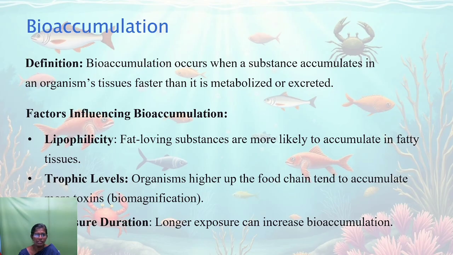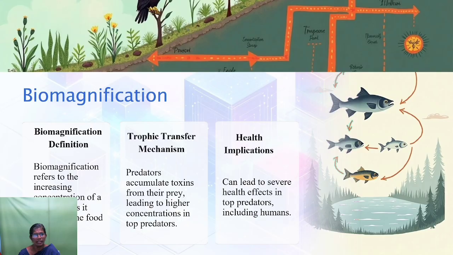So factors influencing bioaccumulation include lipophilicity, that is fat-loving substances, which will get attached to the fatty tissues. Then trophic levels, that is through the food chain, the organisms of higher level will take up the organisms of lower level. So through the lower level organisms, the toxins are transferred to the higher level organisms or even to humans. Then exposure duration is also an important parameter. Longer exposure means the bioaccumulation may increase.